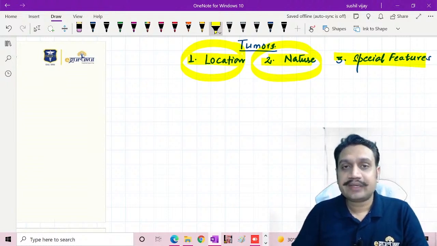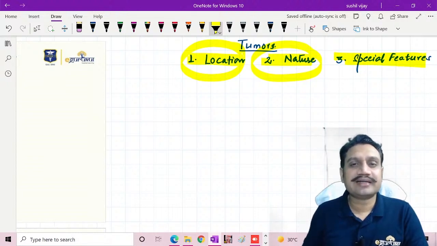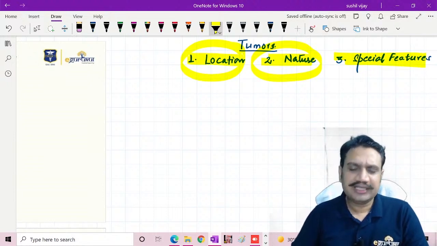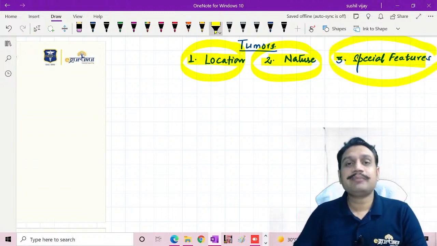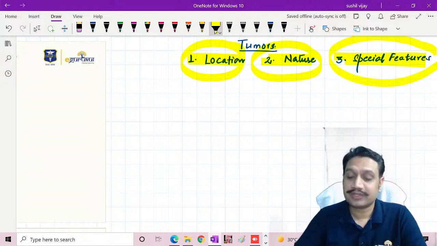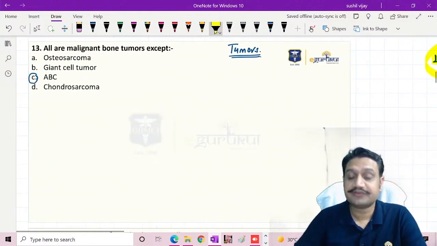Look at the X-ray. If there is a lot of proliferative periosteal reaction, then we know that it is a malignant tumor. If it is not showing you any kind of periosteal response, then we know that it's a simple tumor, a benign tumor. Special feature means, for example, the soap bubble appearance of giant cell tumor, the onion peel of Ewing sarcoma, and Codman's or the sunburst of osteosarcoma. These are special features. So every tumor is having one special feature, right?